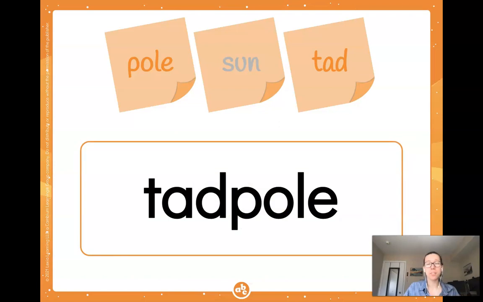Let's count the syllables. Tadpole. The word tadpole has 2 syllables. The first syllable has a short vowel, a, and the second syllable has a long vowel, o. That second syllable has a long O because of the silent E at the end.